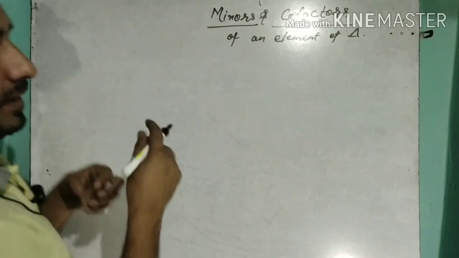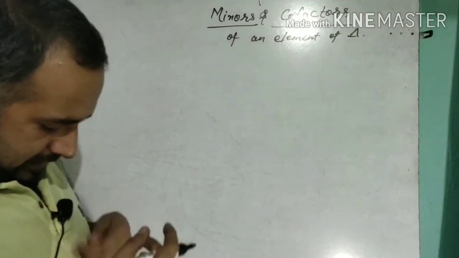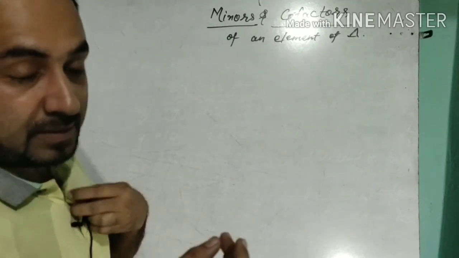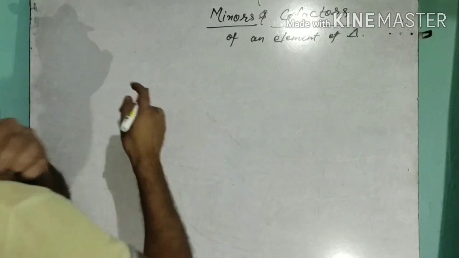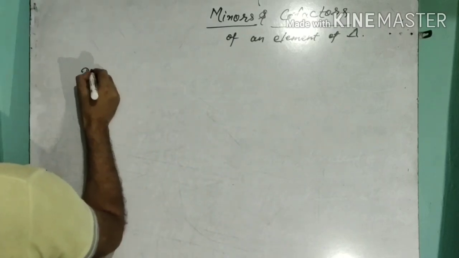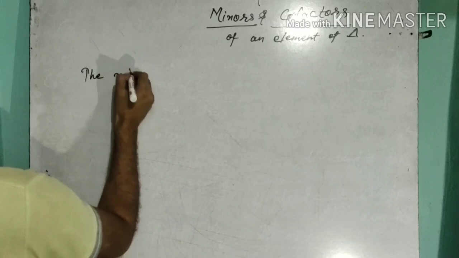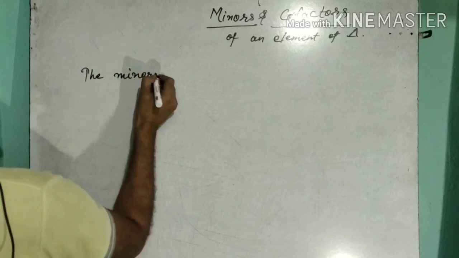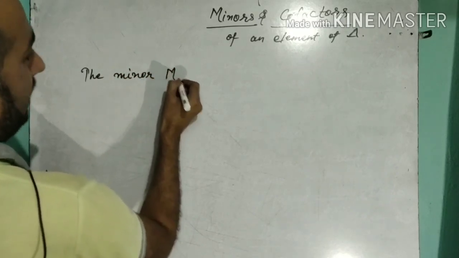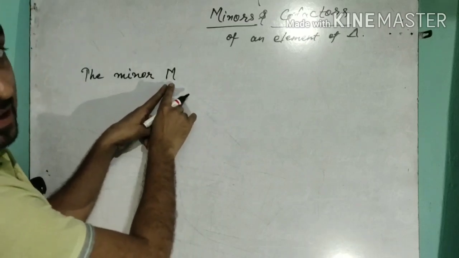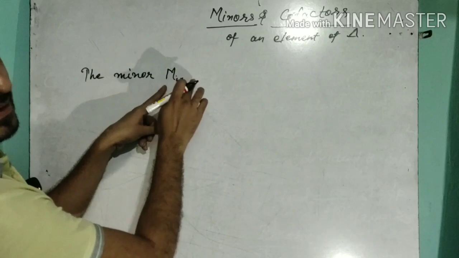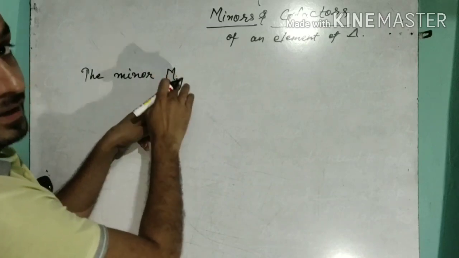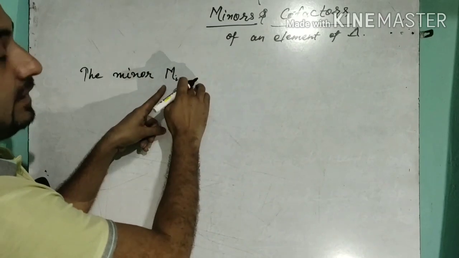So first thing, what is minor? At first I will explain the minor and describe what a minor is. The minor will be indicated by capital M with suffix i and j, Mij. I indicates the row and j indicates the column.